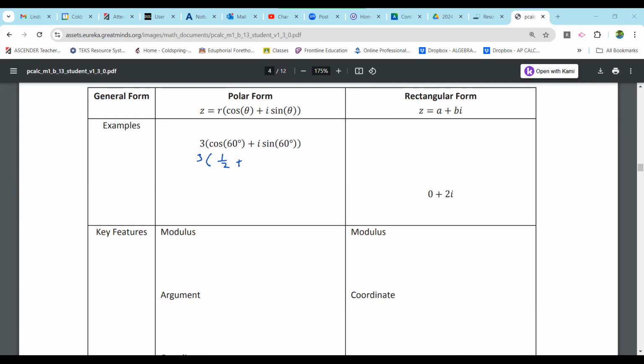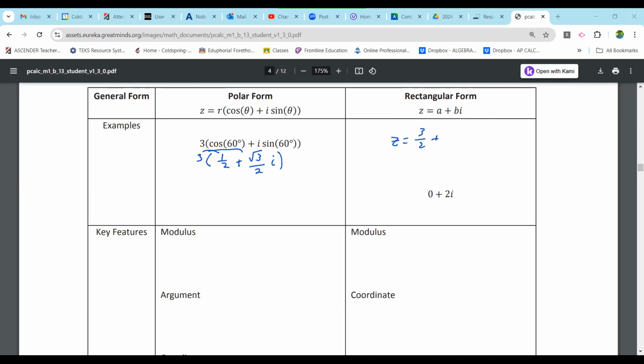Plus, what is sine of 60? Very good. Remember, it is on your circle. I like to put the i there. It just makes more sense. After we've done that, all we have to do now is distribute the 3. What's 3 times 1/2? So Z equals 3 over 2, also known as 1.5.